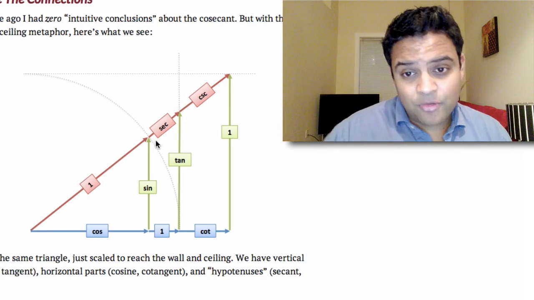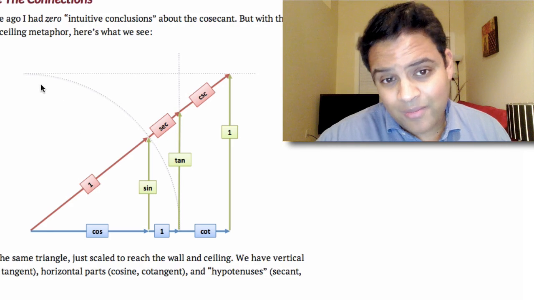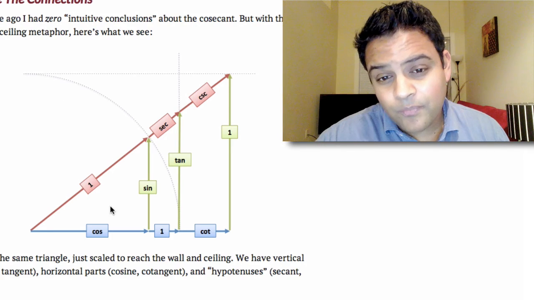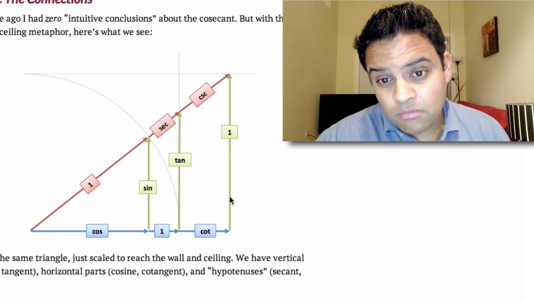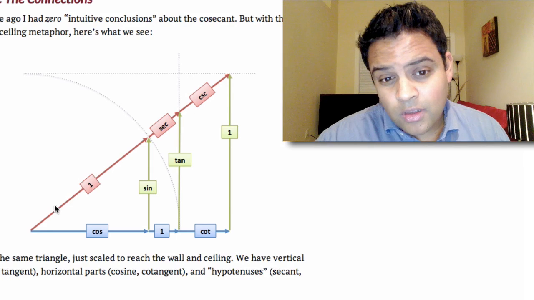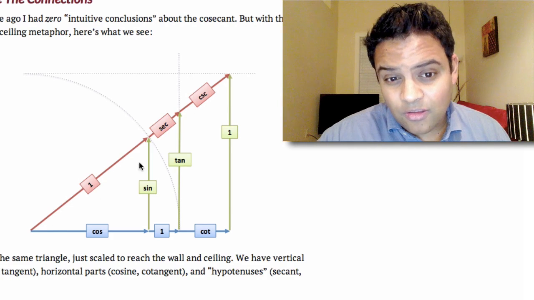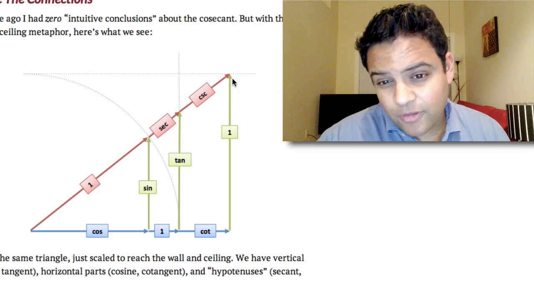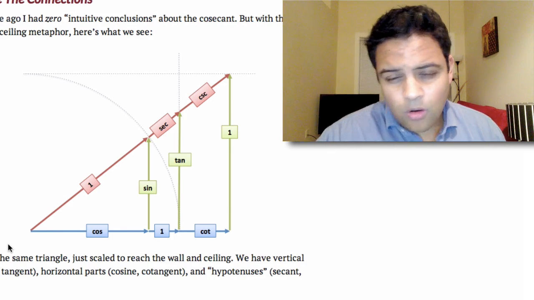And the last step is just going to the ceiling. So if we build a ramp up to the ceiling, now we have the ceiling here. We kind of have the height, it needs to stretch out to 1. Cosecant is that kind of hypotenuse that goes to the ceiling. And then cotangent is sort of the width of the ramp. So all these things are connected.